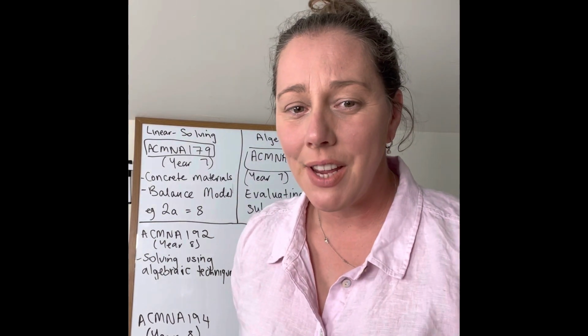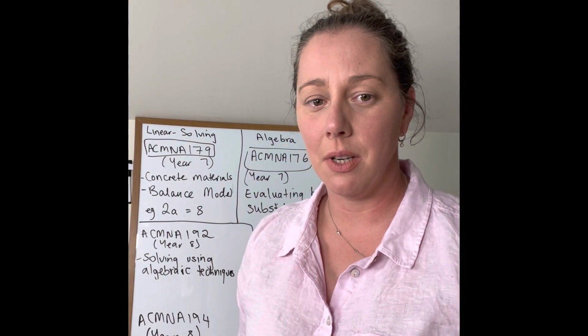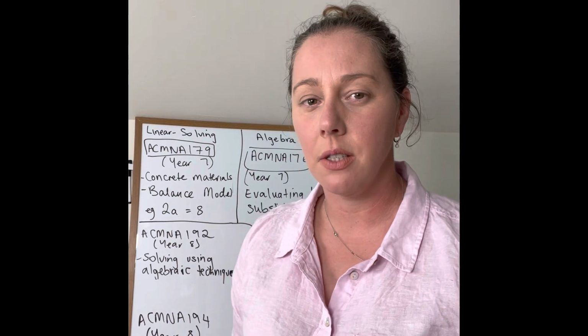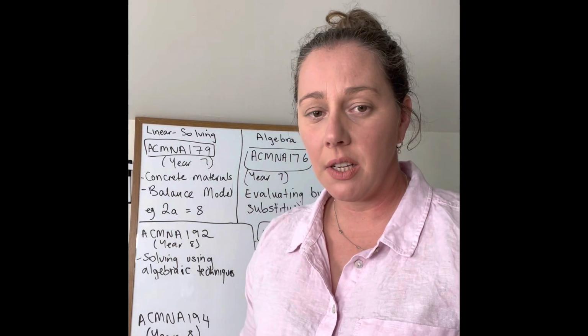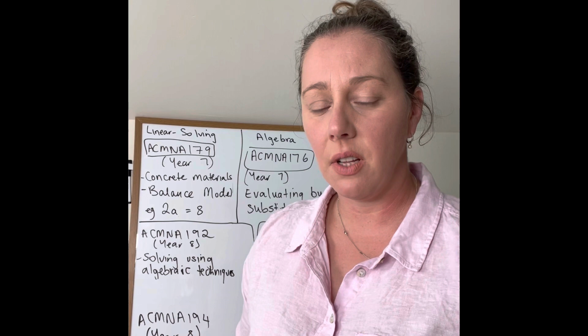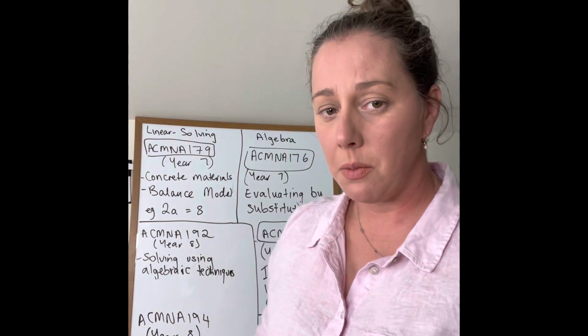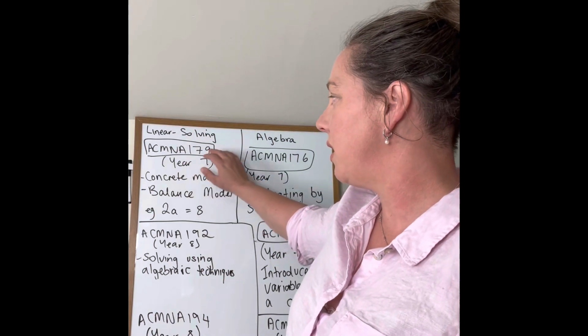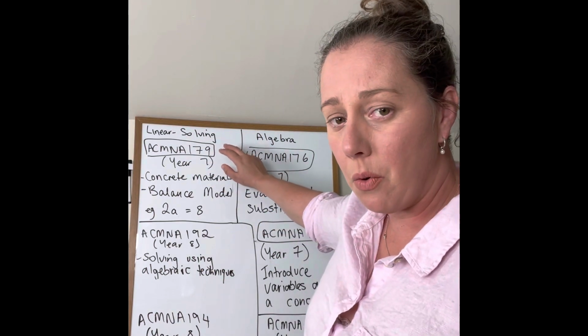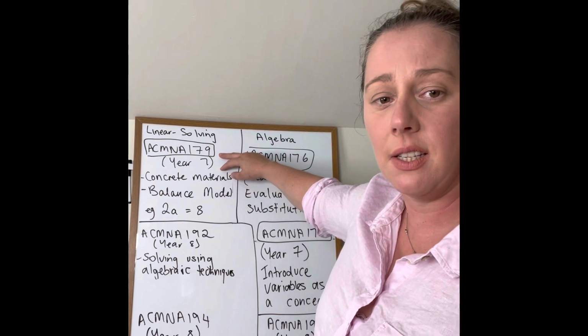So the first thing I want to take you through is actually the Australian curriculum in terms of algebra and solving equations. Now, algebra doesn't start until year 7, level 7, state by state. So we have two aspects of it. First thing is around solving equations. Our first code to be aware of is 179, and that's a year 7 code.